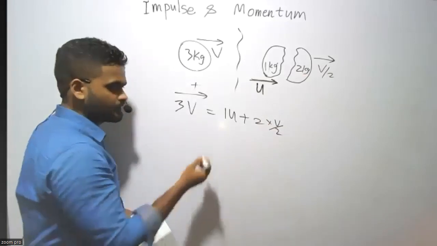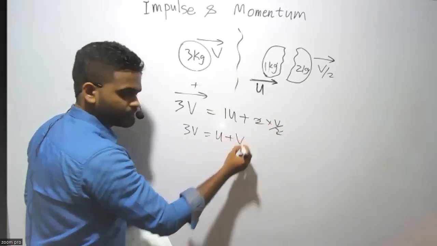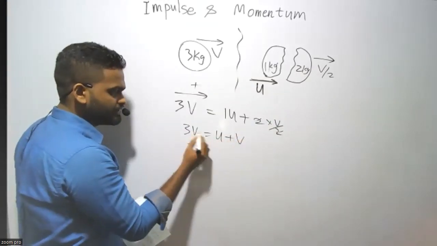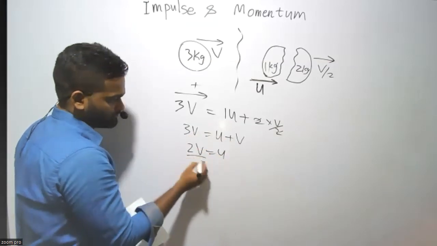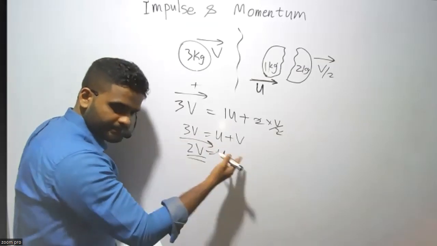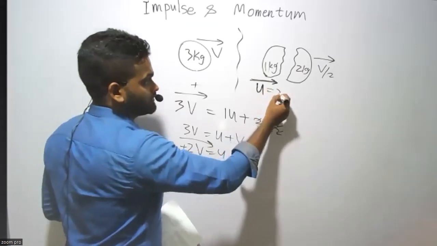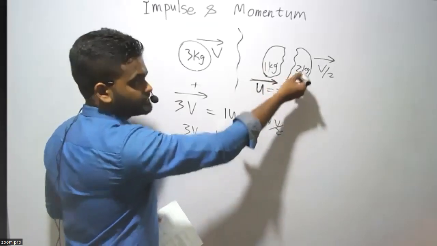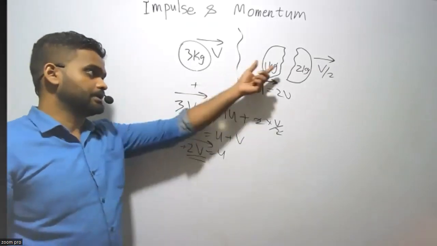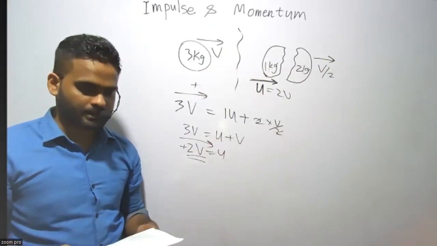Okay. Then 3v equals u plus 2 cancels off, this becomes v. Take v to the other side. 3v minus v is 2v. We got a positive answer. What does it mean? The direction we have taken is correct. That's what it means, right? So this gains a 2v velocity, this gains a v over 2 velocity, right? So the momentums in both cases are the same. Yeah, the correct answer is 2v.